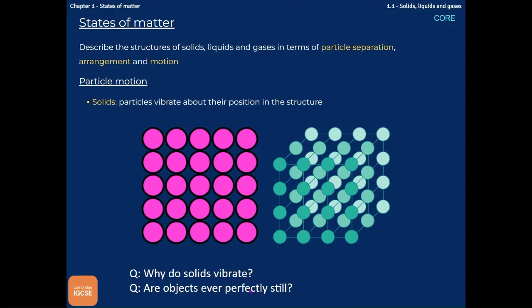So are objects ever perfectly still? The answer is no. Objects are never perfectly still because they always have some sort of heat energy. They're always moving in some way. I know that might seem strange, but it is true. We will talk about the theoretical perfect stillness at some point, but not today. In reality, everything is always moving, even if it doesn't look like it.